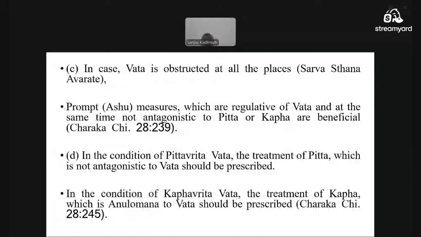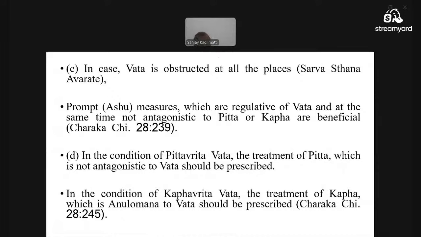C, in case Vata is obstructed at all the places, sarvasthana avarana, then you have to go for ashu chikitsa, mentioned in Charaka Chikitsa 28, shloka 39, which regulates Vata and at the same time is not anti to Pitta and Kapha. Pitta Kapha avirodhi, Vata virodhi, because it is sarvasthanagata avarana. So if you treat more for Vata, you may make the mistake of increasing Pitta and Kapha. There clearly we can say that you should always take care of Pitta and Kapha while treating Vata, especially when it is sarvasthanagata avarana. Now, in the condition of Pitta avrita Vata, the treatment of Pitta which is not antagonist to Vata should be prescribed. Both references in 28 to 45.